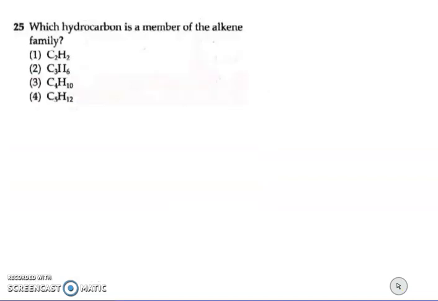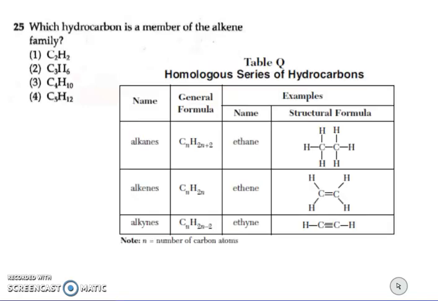25 says, which hydrocarbon is a member of the alkene series? So for this, you're looking at which one has the ratio of the alkene. The alkene ratio is the number of hydrogens is twice the number of carbons. And so all you're doing is looking and seeing which one has it. This one's missing the H, I don't know why that is. But anyway, you're looking through here.